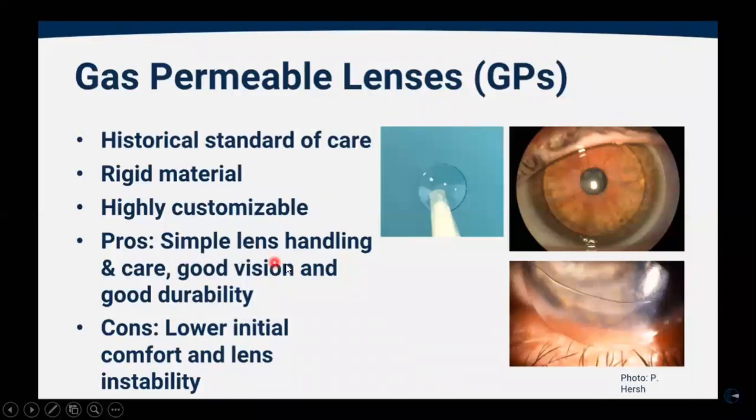The pros are very simple lens handling. Even for the patient, handling is very easy, putting the lenses into the eye and taking them out of the eye. And since the lenses are small, care and maintenance are also very easy. It provides good vision. You will be surprised to know that RGP lenses give more superior vision than scleral lenses. So in that respect, it is a very good optical correction option, and it has good durability.